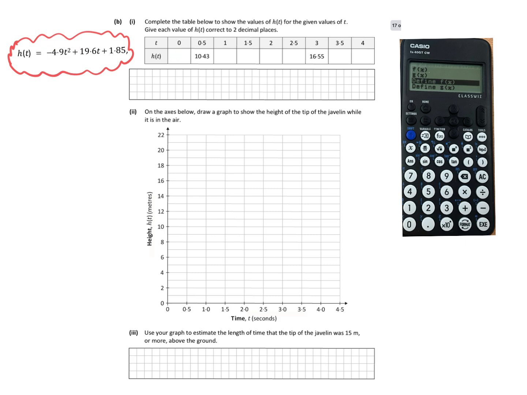We can do it the long way, that's absolutely fine, or we can use the function button on our calculator, clicking into define f of x. You will notice that this is a t squared. We don't have t's in here, so you're going to have to refer to it as x. So you would be typing in minus 4.9x squared plus 19.6x plus 1.85. And then for your inputs, these are the numbers that you're going to put in. So you're moving in 0.5. And the calculator will do all of that work for you.